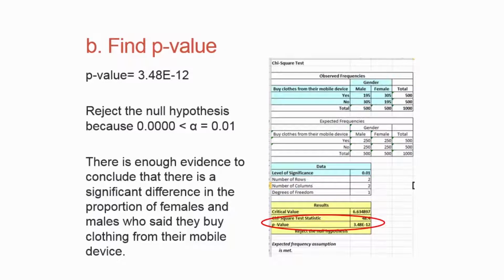The p-value that corresponds to this, remember, is found on my printout, 3.48 e to the minus 12. So that means I've got a whole bunch of decimals over here, about 11 zeros, decimal, 11 zeros, 348. So it's very close to 0, and therefore, since it's less than 0.01, that's why I'm rejecting the null. I can have nearly 100% confidence that the proportion of males and females who buy or said they buy clothing from their mobile device is different. Okay, so that's part A, and that's part B.